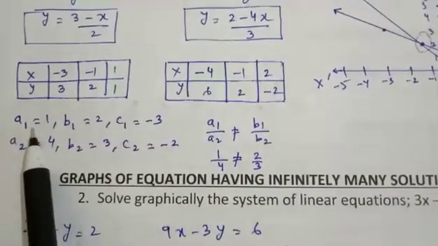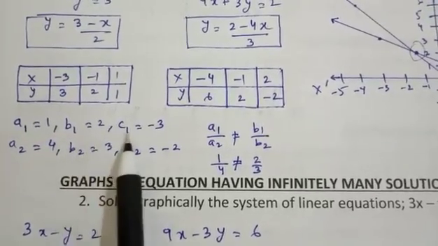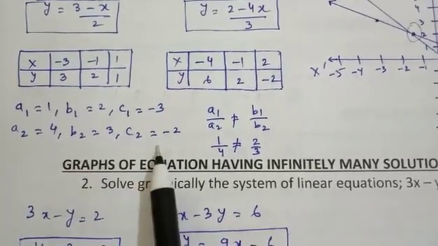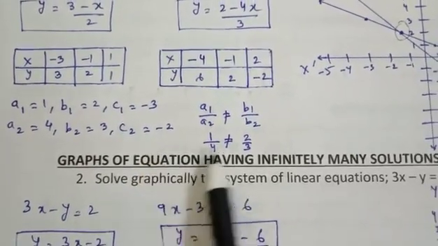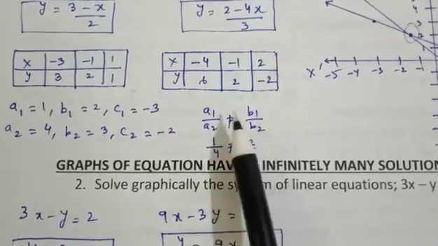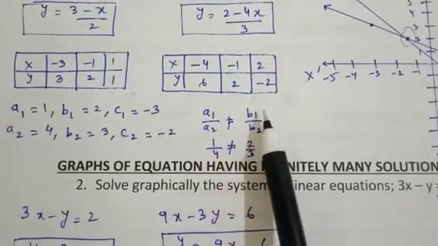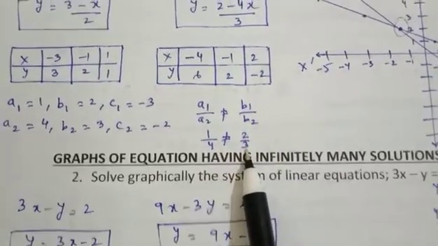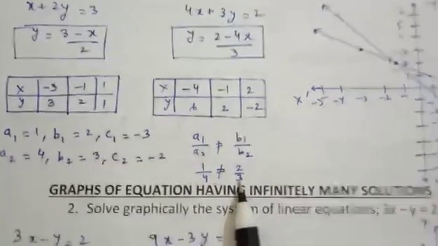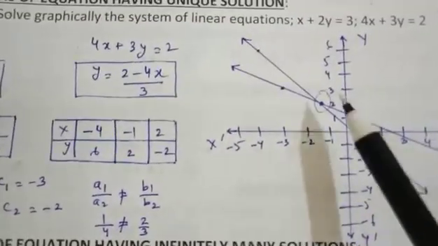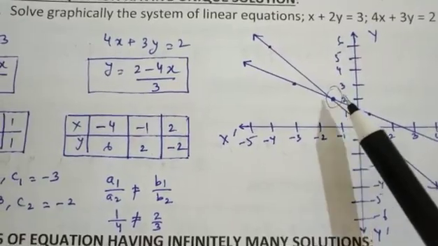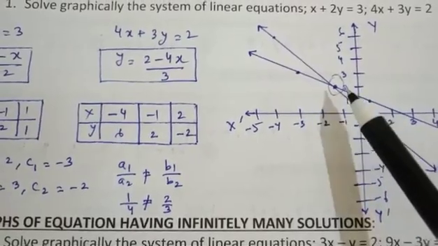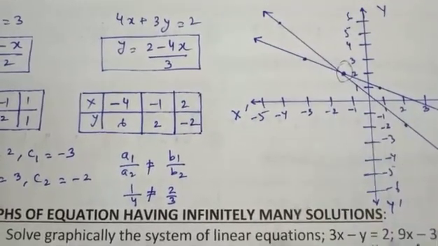Now coming to the conditions. In this, a1 is 1, b1 is 2, c1 is minus 3, a2 is 4, b2 is 3, c2 is minus 2. So in the case of a unique solution, the condition was a1 by a2 not equal to b1 by b2. And if you look here, this condition has been satisfied. So in the unique solution case, we will have graphs which intersect each other at a point, and that point will be considered as the solution of the pair of linear equations.